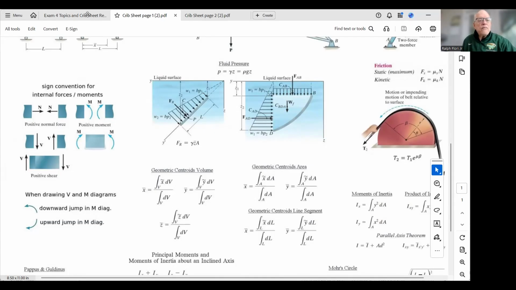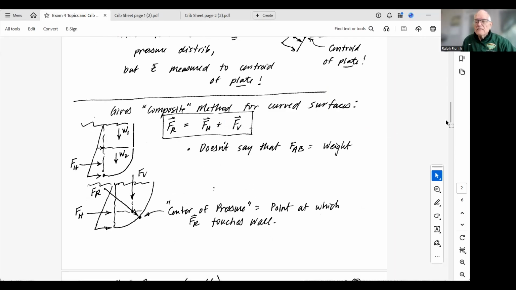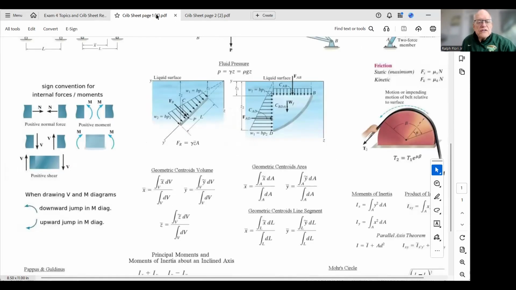Finally, one more issue is center of pressure. He shows the center of pressure right here. So this point P is the center of pressure. And the center of pressure is basically, if you extend FR to where FR touches the plate, the point where FR touches the plate is called the center of pressure. And that's sometimes a concept on your exam 4.